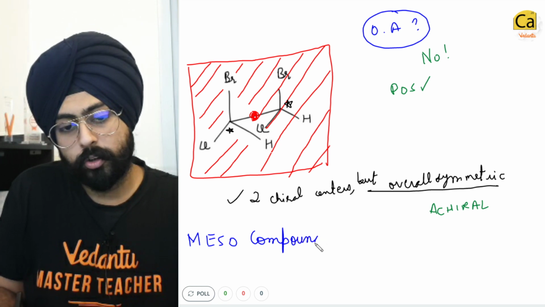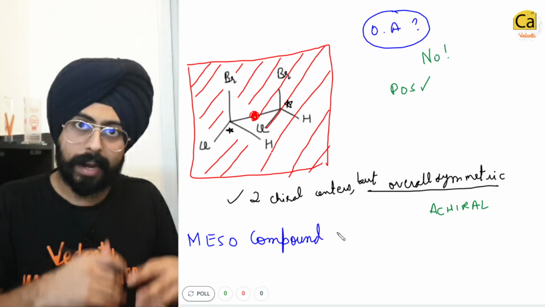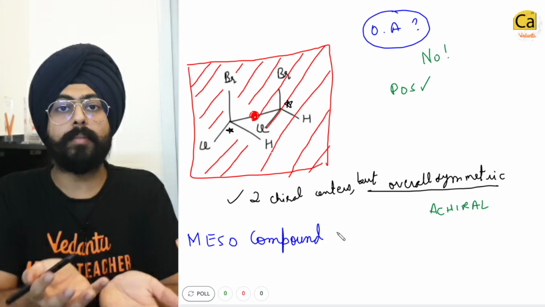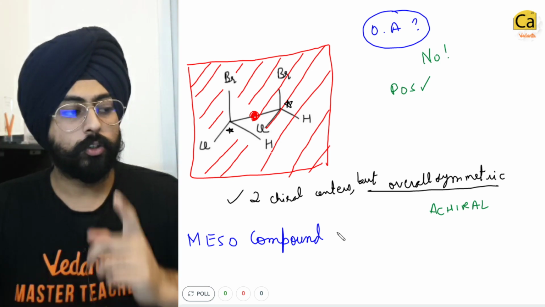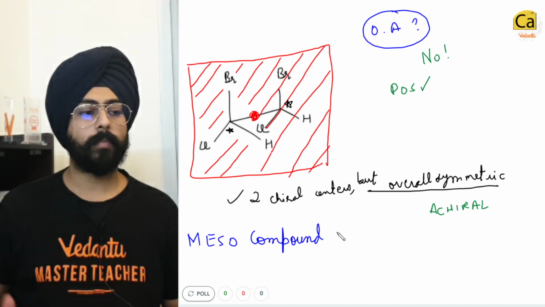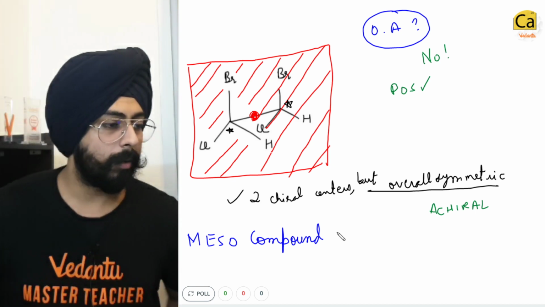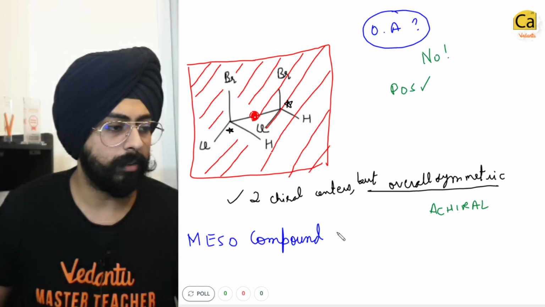Okay, what is a mesocompound? A mesocompound is a compound where you have chiral centers, but because of overall symmetry, the overall molecule is achiral in nature. Okay, so this is a mesocompound.